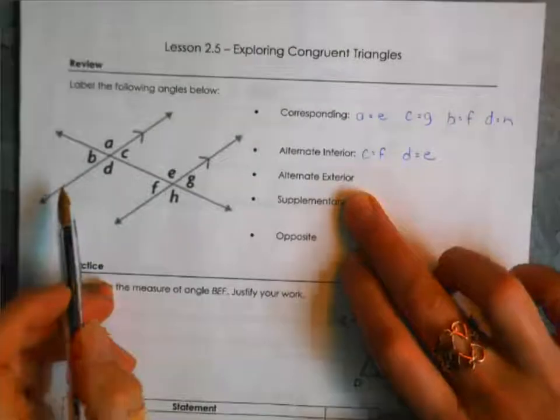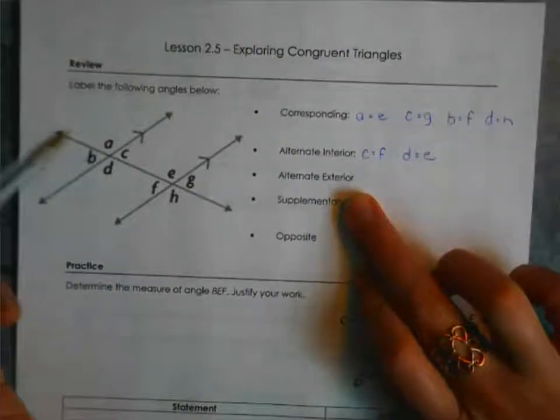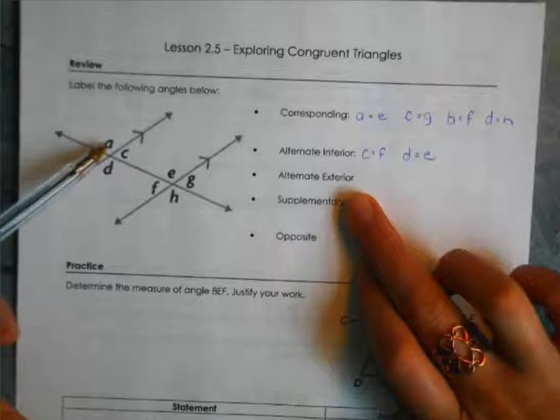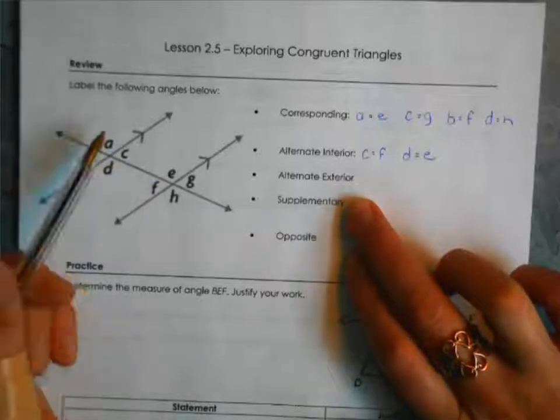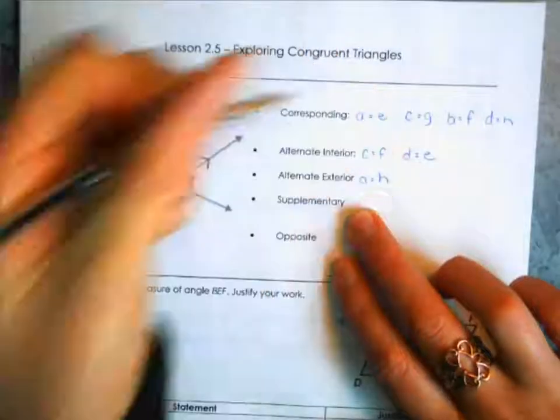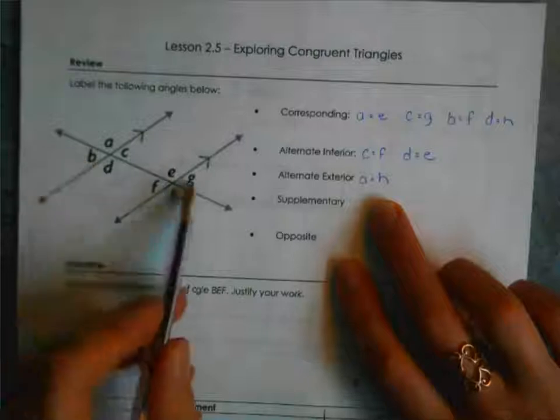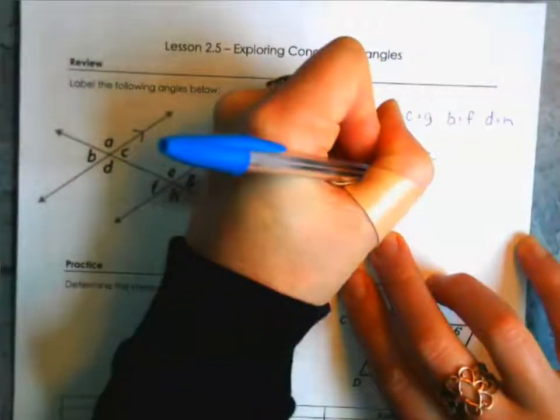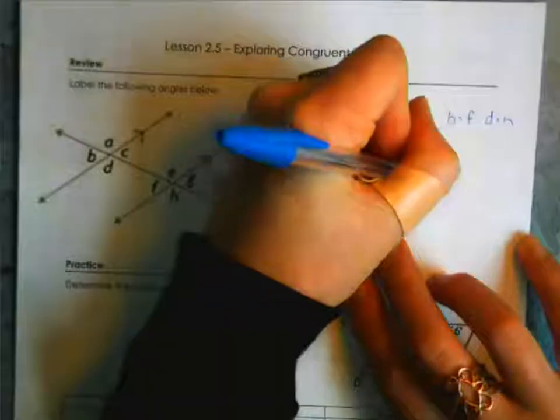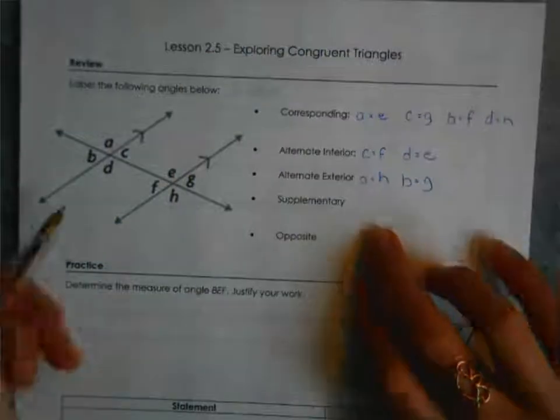All right, what about alternate exterior? Same idea, but they're on the outside of the parallel lines. So we have A, B, G, and H as our exterior angles. A and H are on opposite sides of the transversal, so that means they're going to be equal. And B and G are on opposite sides, so they are also going to be equal. So B equals G.